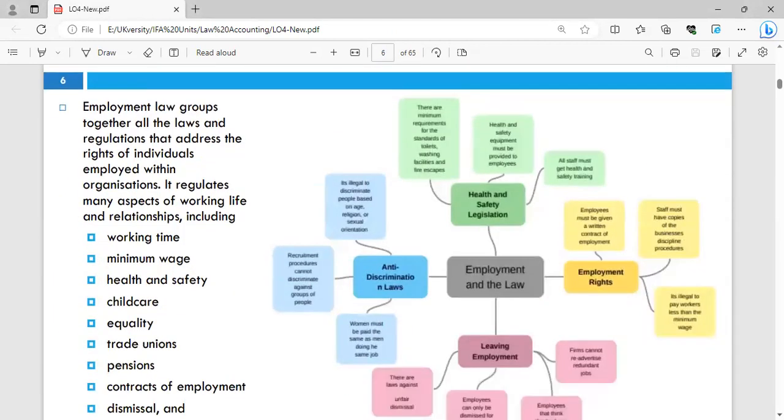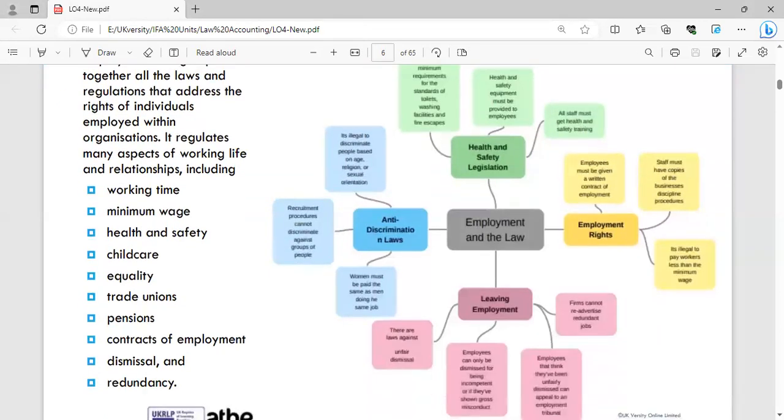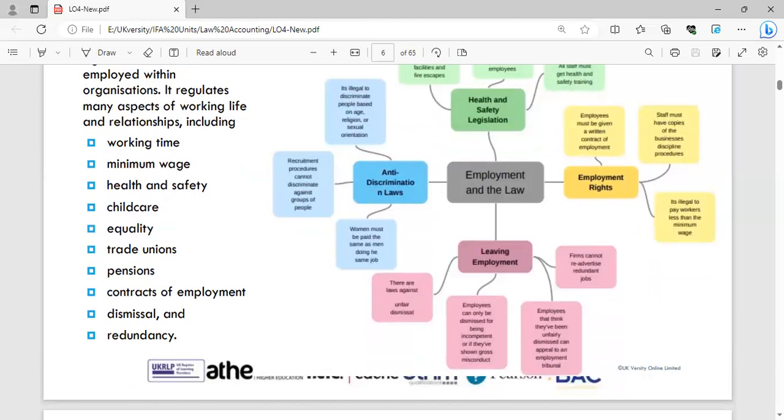We also have employment law, and under employment law, we can look at various legislation: anti-discrimination laws, employment rights, the Health and Safety Act, and leaving employment. Those are the legislation we can look at.